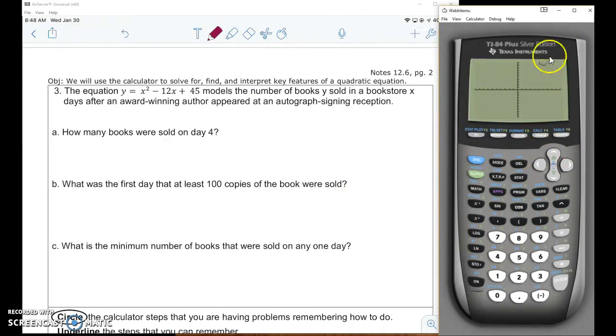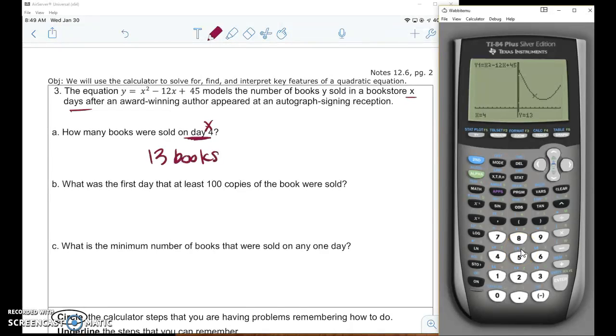And I see I can't see any of my graph. It's all way up top. So I'm going to change my window. I'm going to drastically change my y max to 50. Okay, and this is much better. So how many books were sold on day 4? It says x is days, so I have a value for x. I'm going to go second trace value. My x value is 4. I get y is 13 books.